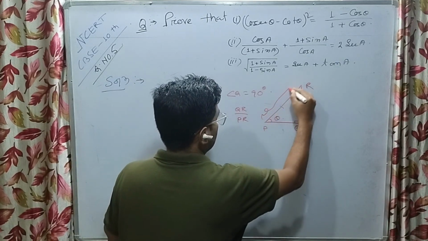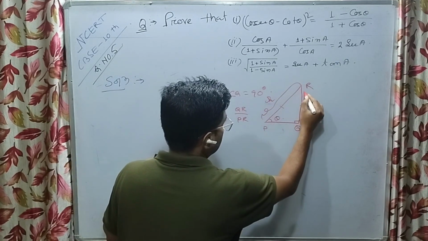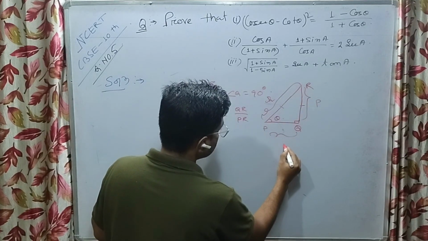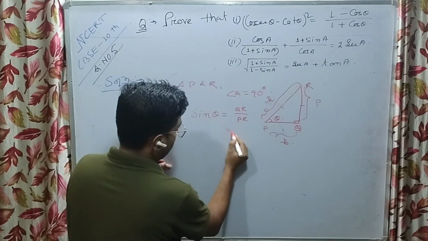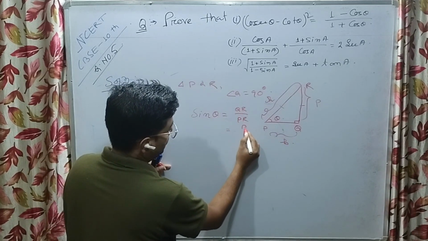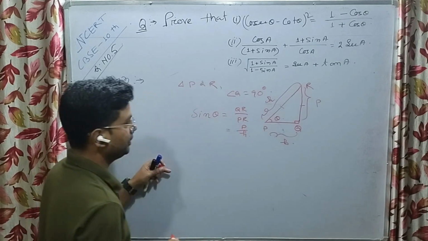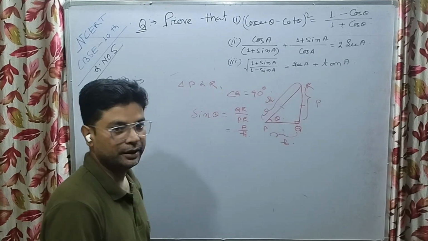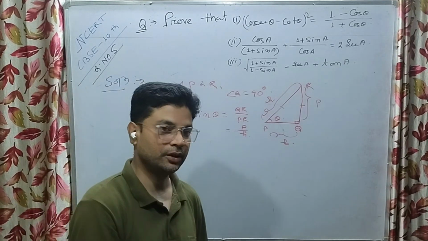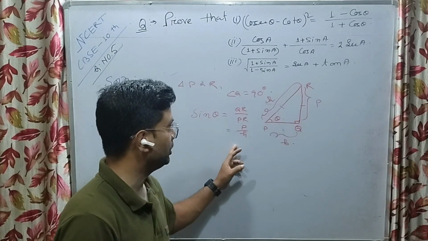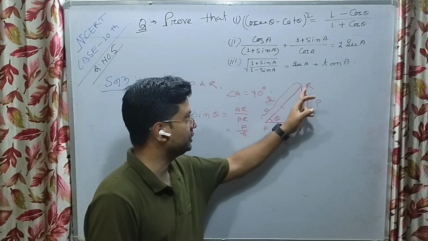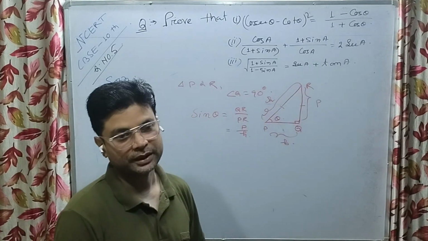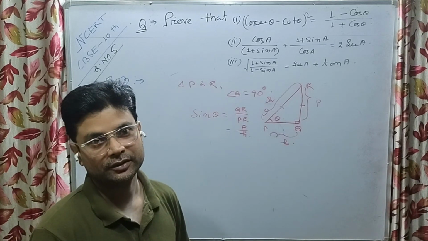Suppose PR is H, QR is P, and PQ is B. Then I can write sin theta is equal to P by H, perpendicular by hypotenuse. Suppose you are to find out the value of sin theta. You just find the ratio between perpendicular and hypotenuse. That will be the ratio, that is sin theta, right?